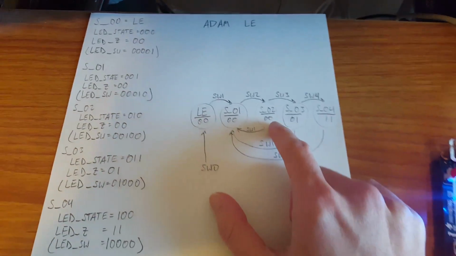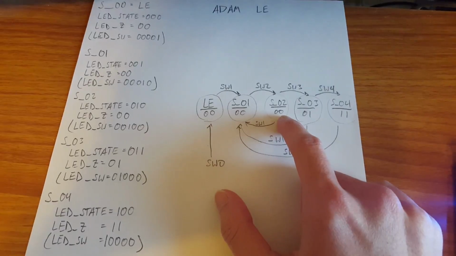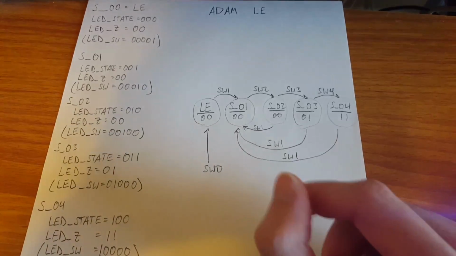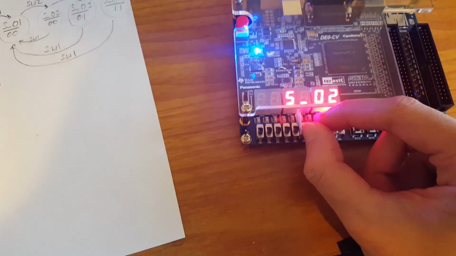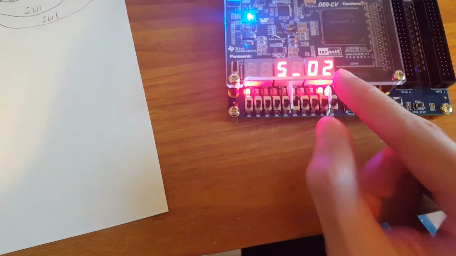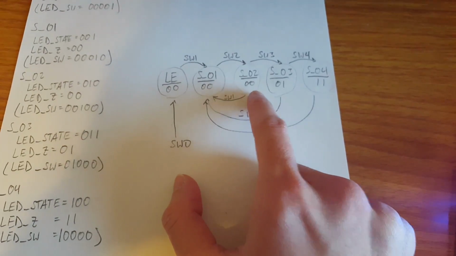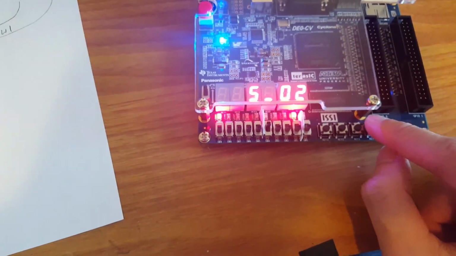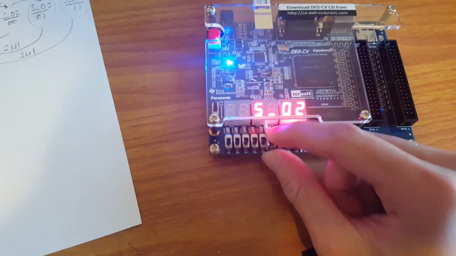Finally, we'll do the unspecified input condition. We see that state 2 only recognizes 2 inputs, switch 3 and switch 1. If we have, for instance, the input of switch 4 turned on in state 2, which is unspecified, we should see that the state stays the same when clocked, and we see that it does.